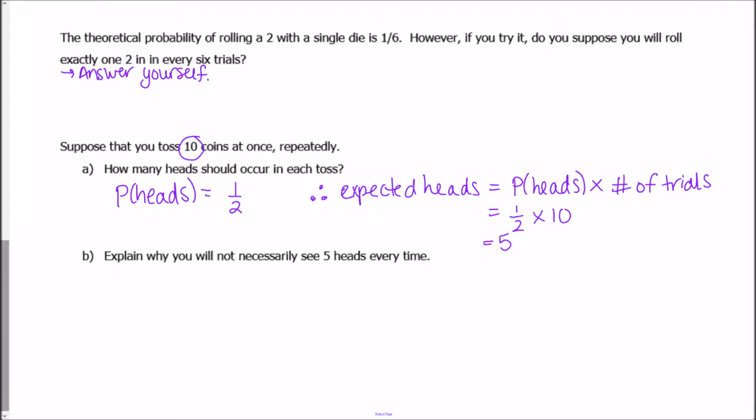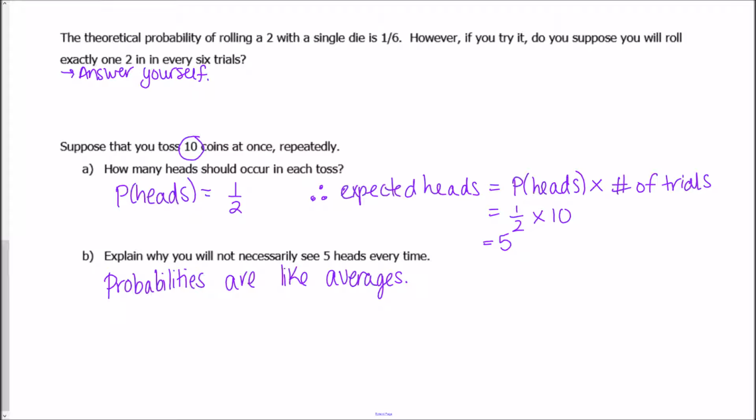But then it says explain why you will not necessarily see heads every time. You won't see heads every time because it's based on an experiment. Every time you flip a coin, it doesn't necessarily mean that exactly half of the time you're going to get heads or exactly half of the time you're going to get tails. That's because probabilities are like averages. Most of the time you would expect to get heads 5 out of 10 times, but it's not necessarily going to happen.